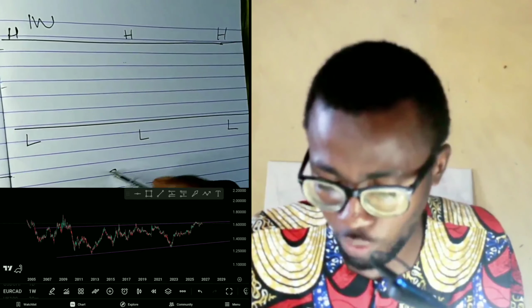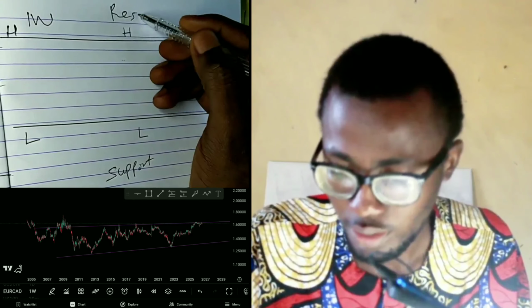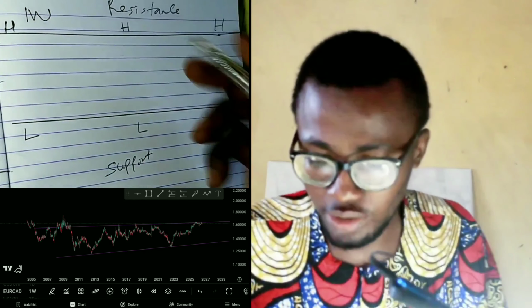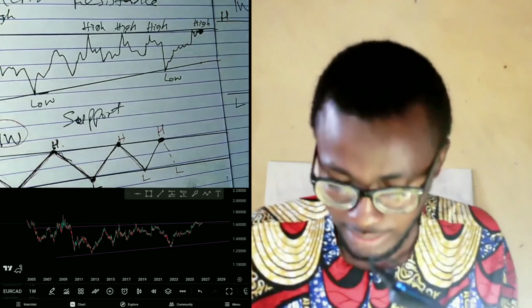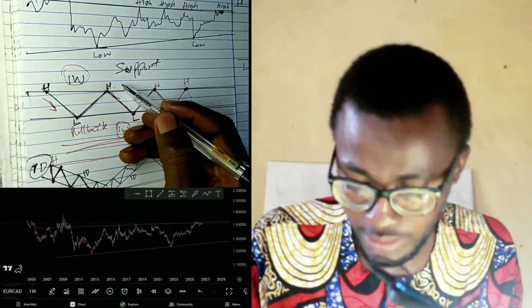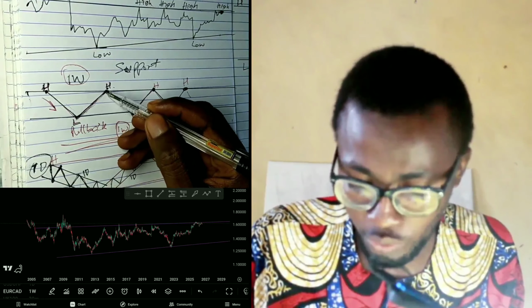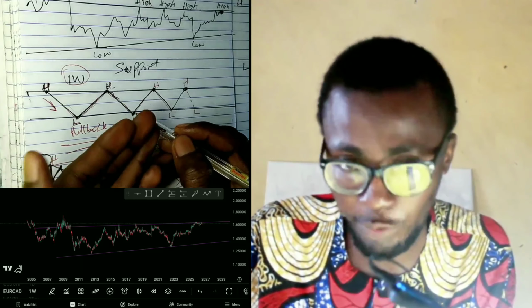So these lows are called what? The support. These highs are called what? The resistance. Right? The highs are called resistance because as it's going up, the resistance will prevent it from going up any more and make it start going down. Then this support, the downside, will prevent it from going down any more.